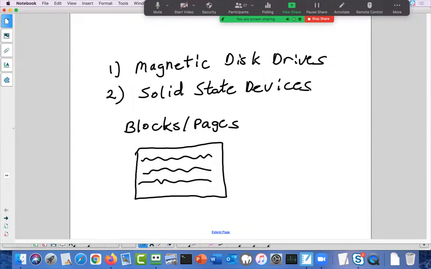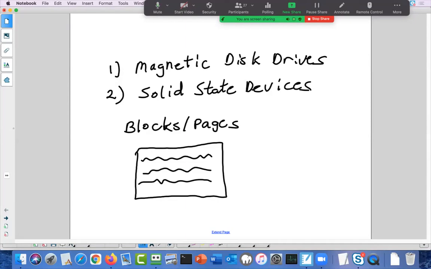And it is much slower to go to physical memory, whether it is a solid state device or whether it is a magnetic disk drive. It is an order of magnitude slower to get the data from one of those devices than it is from main memory. So we will do pretty much anything we can to minimize the number of blocks we have to read in order to satisfy a query.